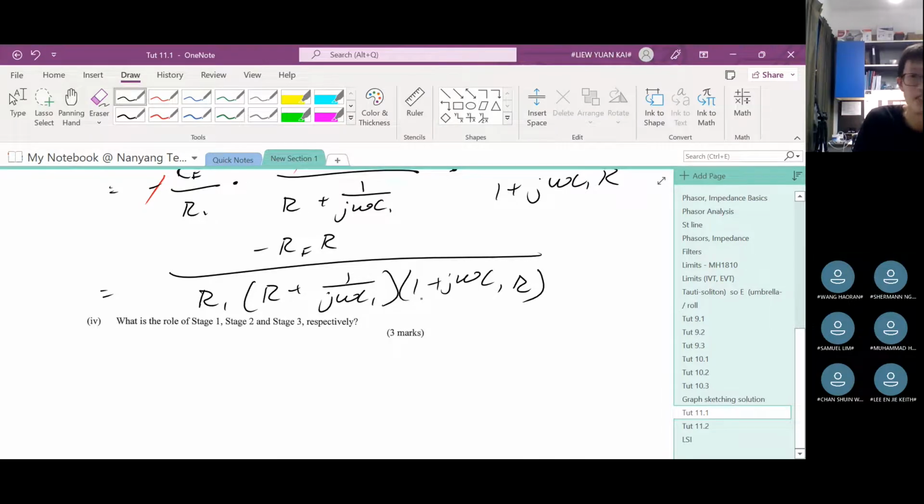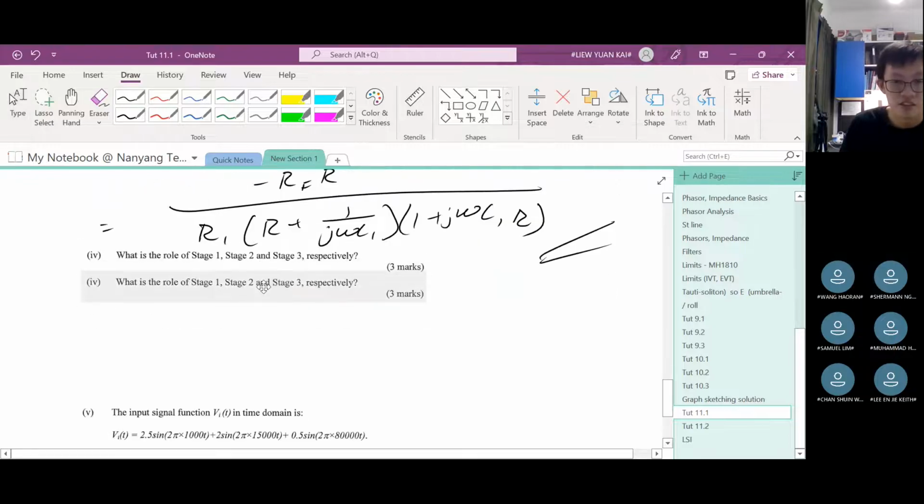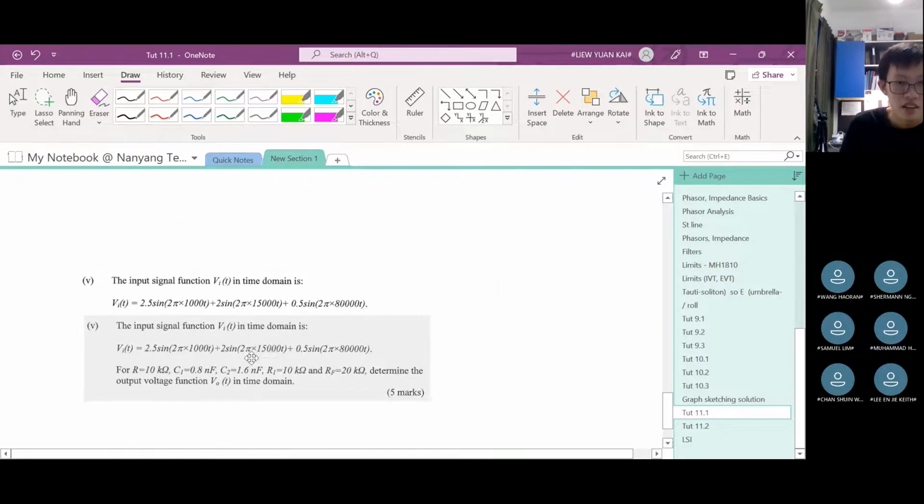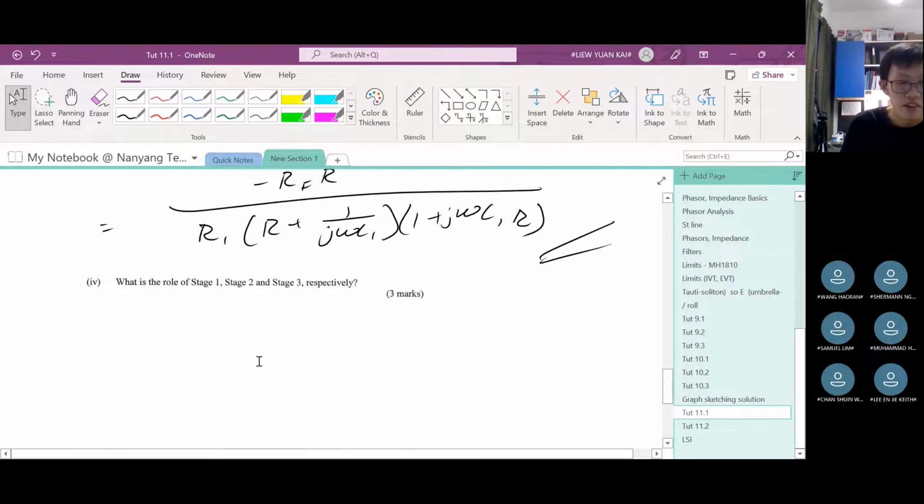Okay, no need to simplify this. You can just leave it as it is. Okay, done. So that is your V out over V in of the entire assembly. Moving on. What is the role of stage 1, stage 2, and stage 3?